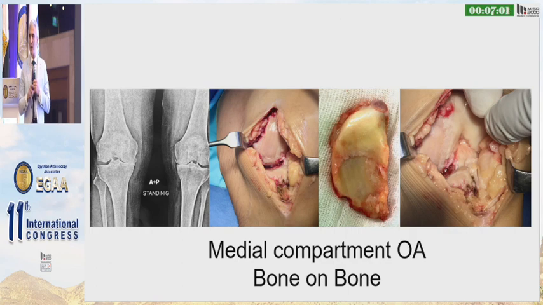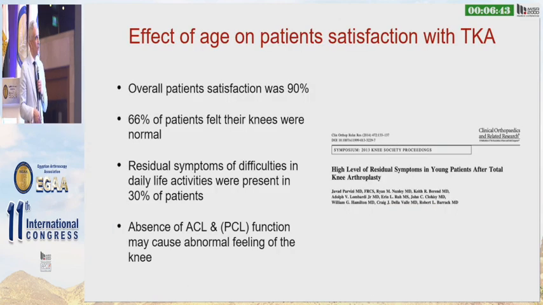If you have someone with bone-on-bone on the medial compartment, intact ACL, intact MCL, what would you choose for him? High tibial osteotomy or unicompartmental? And these are the results of unicompartmental knee arthroplasty that you're going to see. So, if you have someone with bone-on-bone, I think the unicompartmental would be the answer for him.